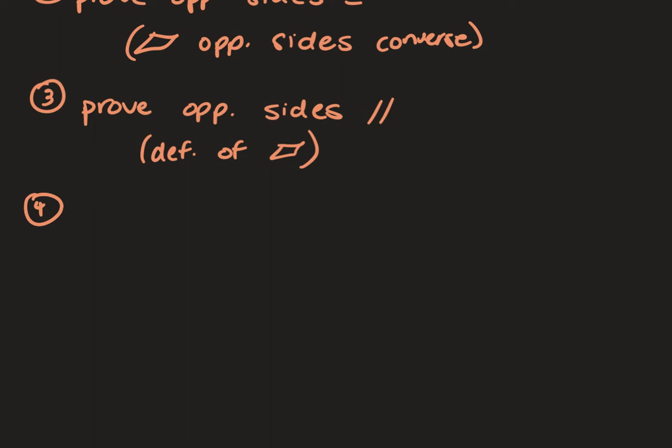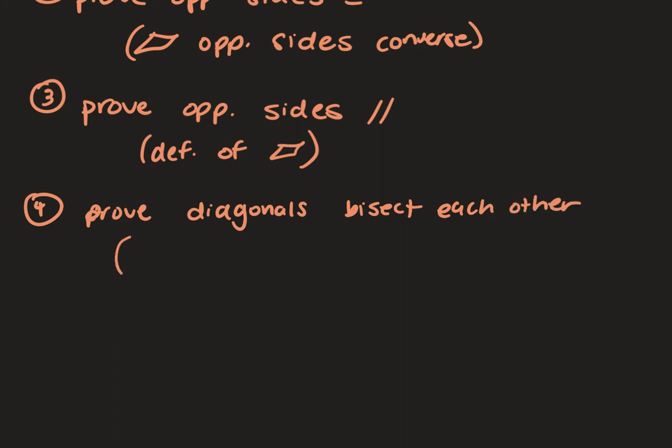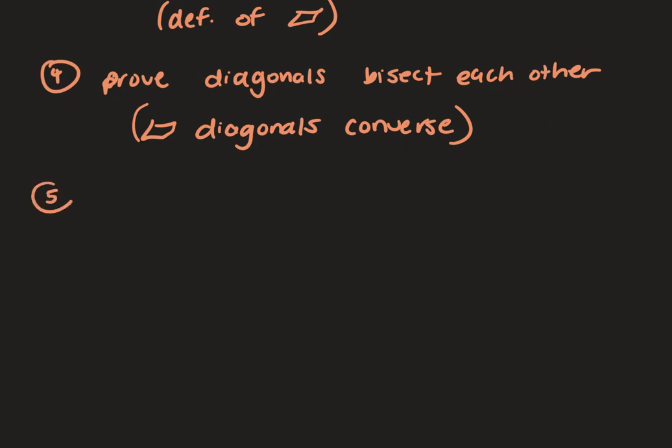The parallelogram diagonals converse. Okay, diagonals. Prove diagonals bisect each other. And that's parallelogram, diagonals, converse. One more, yeah. Opposite sides parallel and congruent. One pair of opposite sides parallel and congruent.